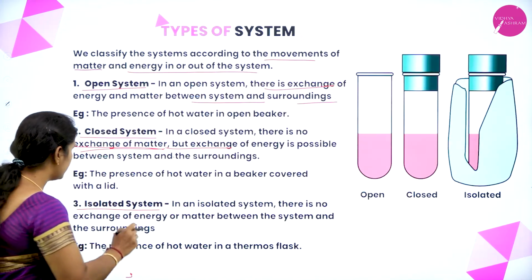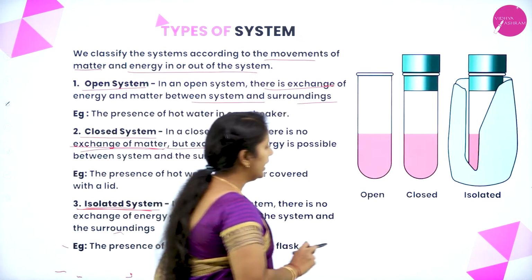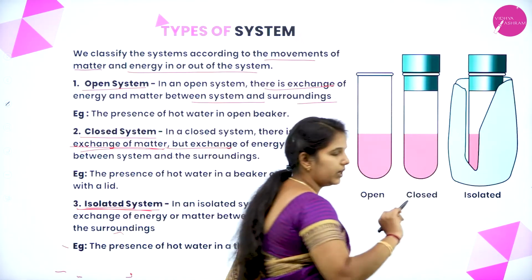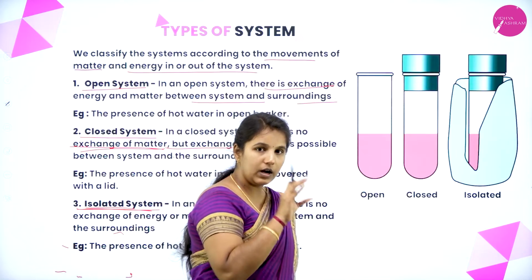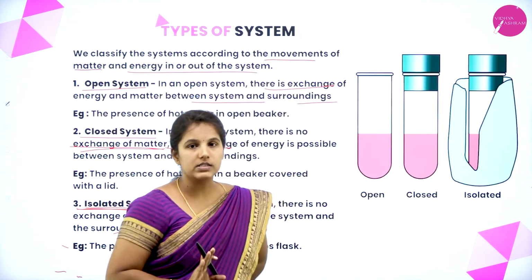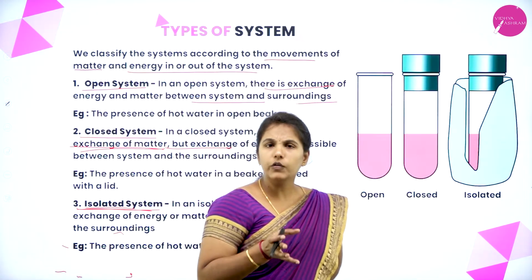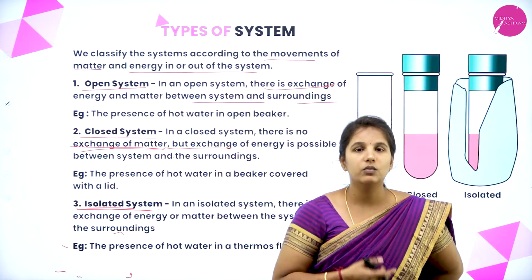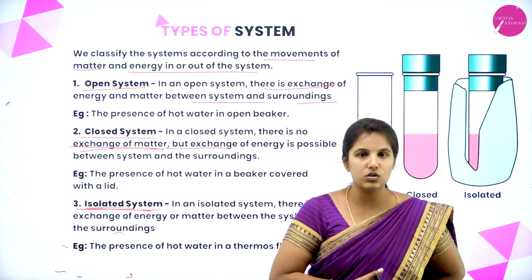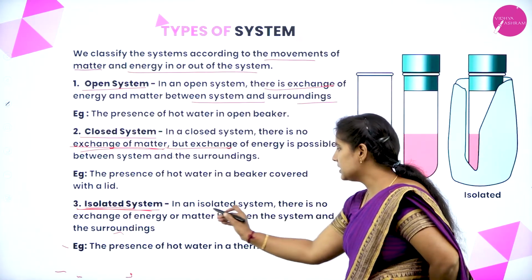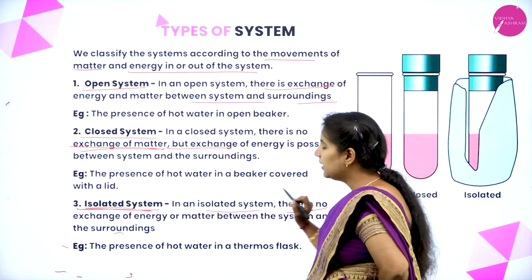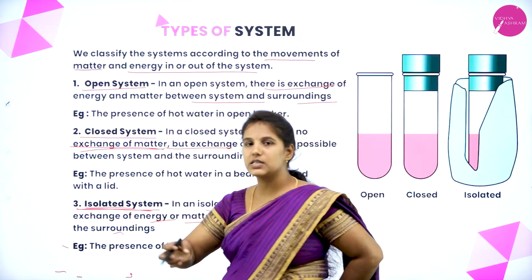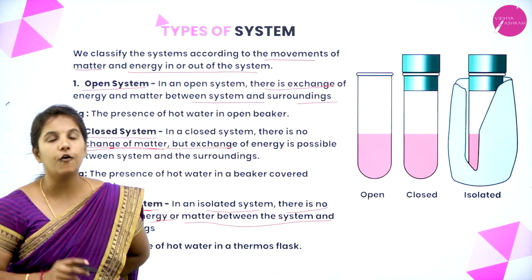We have one more system known as an isolated system. You can see that I am placing this hot water test tube in a closed container, and it is isolated. Compare it to putting hot water in a thermo flask. What will happen if you keep the hot water in a thermo flask? It will stay hot even after 1 hour, 2 hours, 3 hours, or 4 hours. This indicates that these are isolated systems, where there is no exchange of energy or matter between the system and the surroundings. Hence, it is an example of an isolated system.